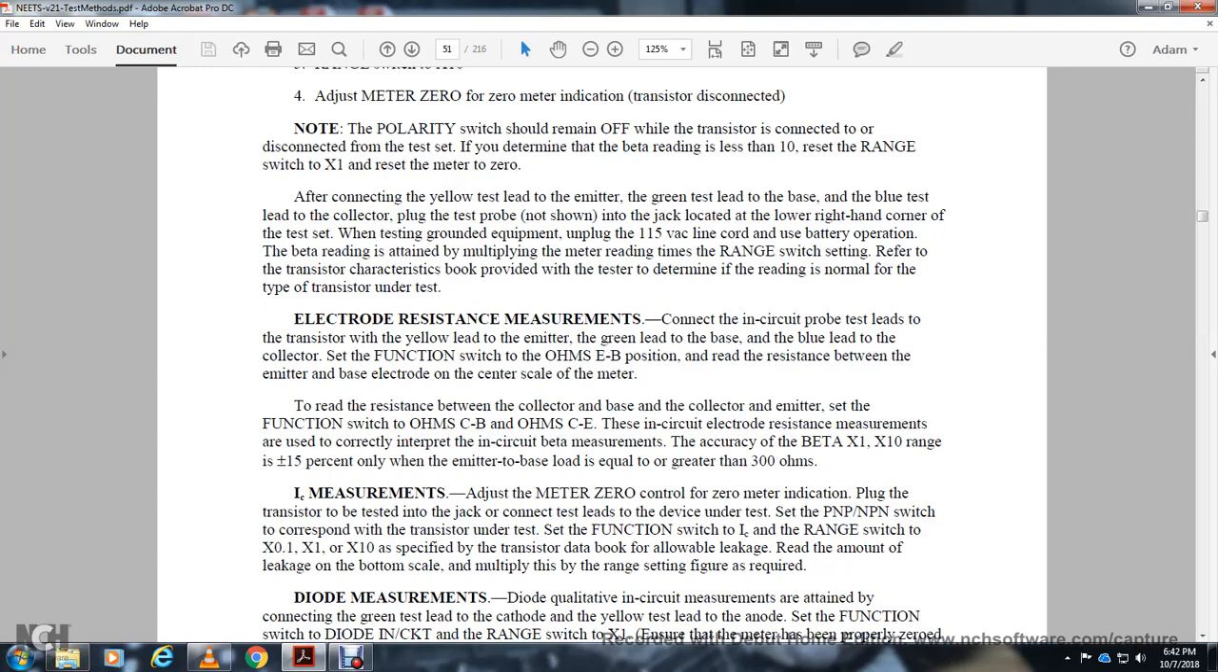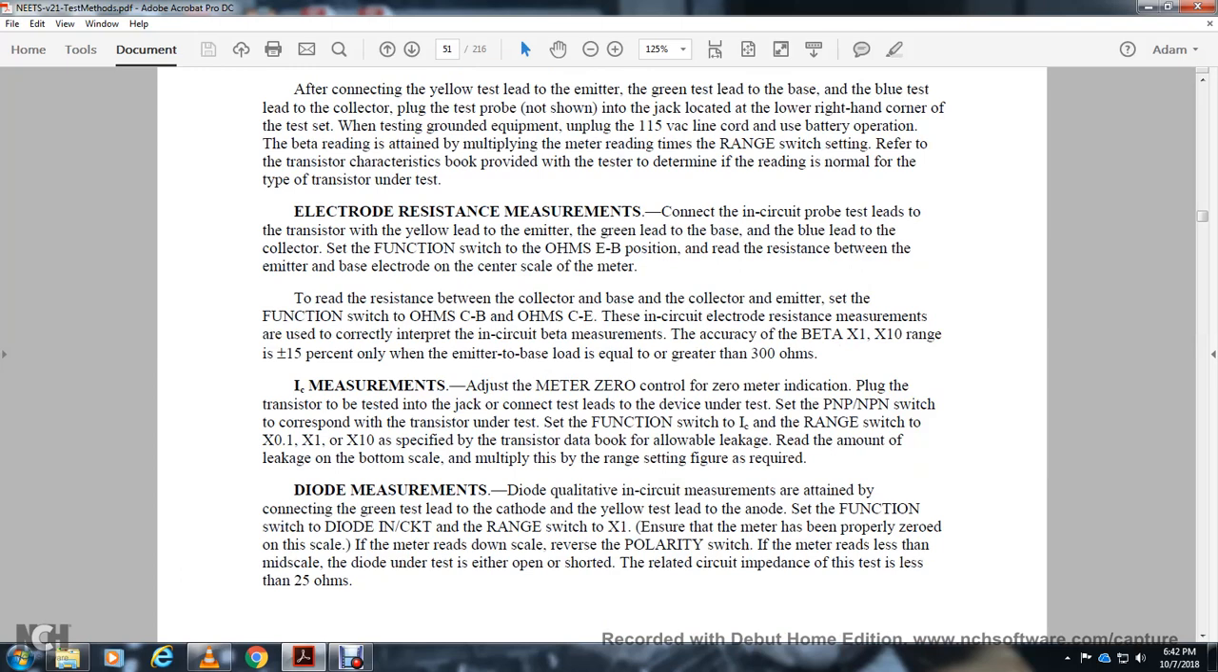Current leakage measurement. Set the meter to 0 with the zero control. Connect the leads to the device, positive, negative, positive, negative, with the correct polarity switch setting for the transistor. Set the function switch to current leakage and the range switch to times 1/10, 1, 10, and 100 as specified in the transistor data book. Read the amount of leakage on the bottom scale and multiply by the range setting as required.